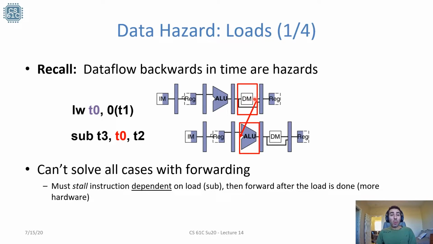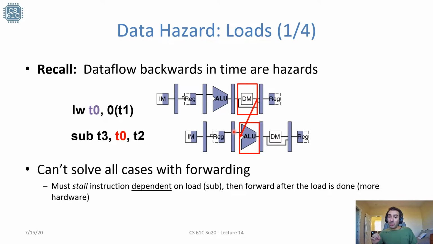I can't forward anymore because I need to forward back in time. Recall, forwarding was our way of solving our problems because we didn't want to stall. So we were able to draw an arrow between here and here. But now this result is available at the end of this stage, but I need it at the beginning of the same cycle in another stage. So therefore, it's actually not possible. It turns out forwarding fails here.